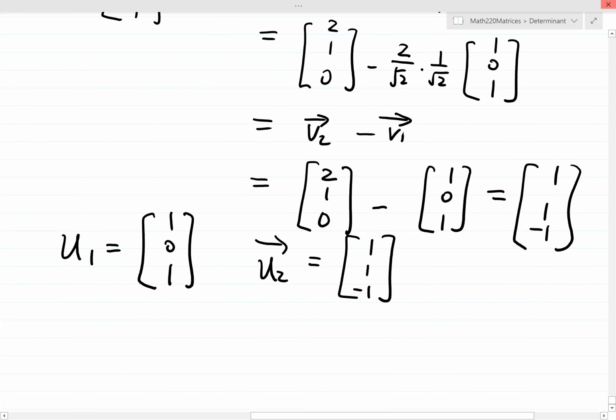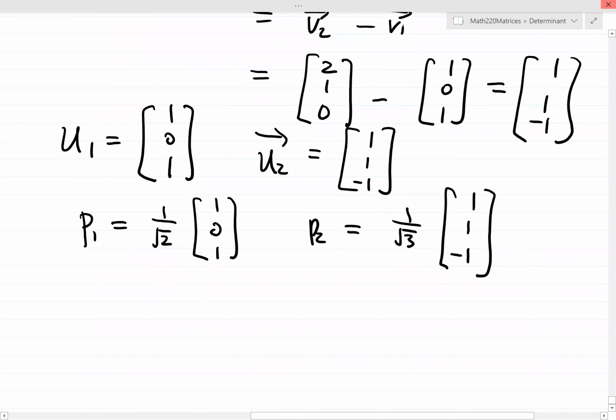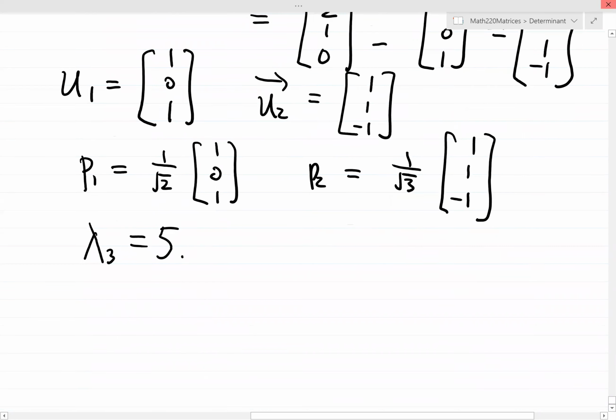And then we do normalization, so we get the unit vector. P1 is 1 over root 2 times (1, 0, 1). P2 is 1 over root 3 times (1, 1, negative 1). Okay, all right. So now we need to find the eigenvector for lambda 3, which is 5. We need to find the null space of A minus 5I.